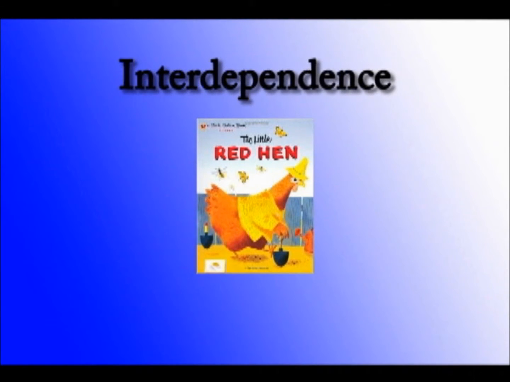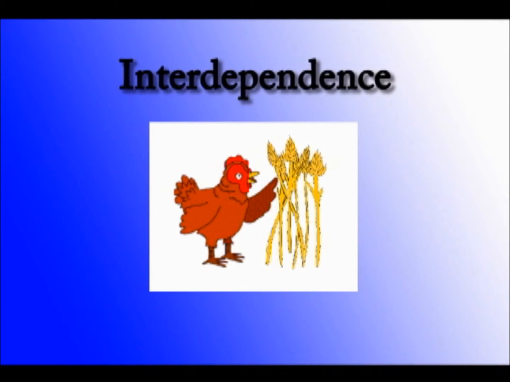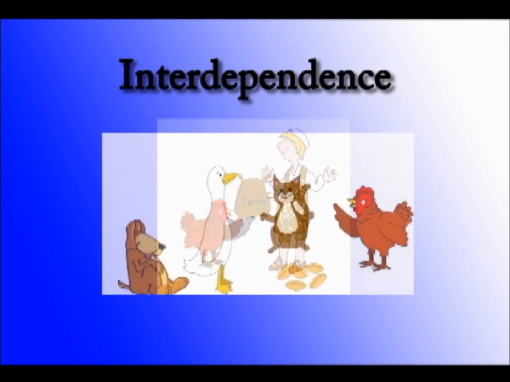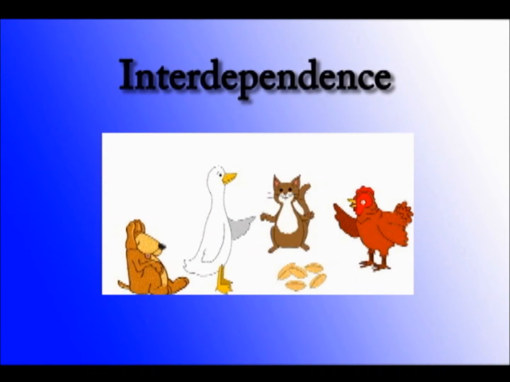This set of lessons is part of a second-grade French immersion unit built around the theme of interdependence. While reading and working with the story of The Little Red Hen, students explore the concept of interdependence between humans and nature, between members of a community, and within human relationships. This is an integrated thematic unit.